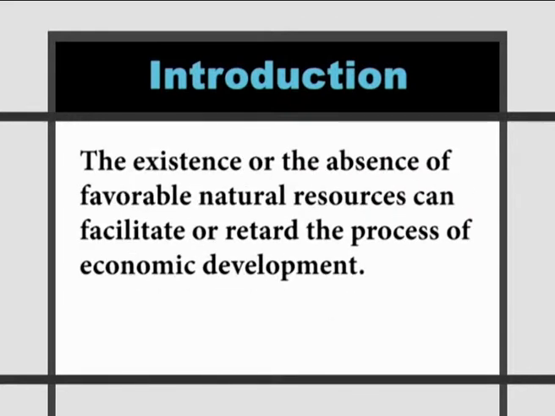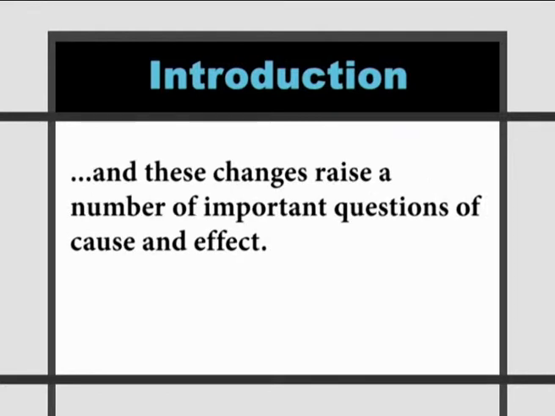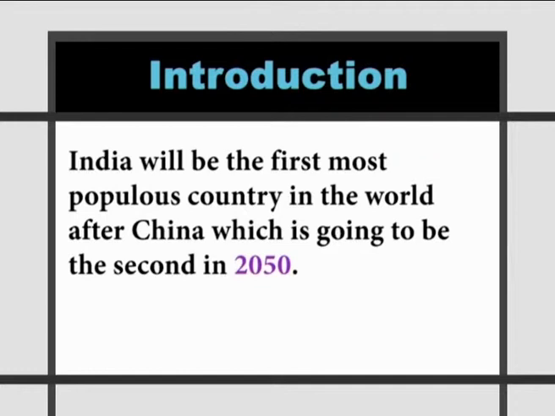The existence or the absence of favorable natural resources can facilitate or retard the process of economic development. The three fundamental demographic factors of births, deaths, and migration produce changes in population size, composition, and distribution, and these changes raise a number of important questions of cause and effect. India will be the most populous country in the world after China, which is going to be second in 2050. The increase of population has been trending towards an alarming situation.